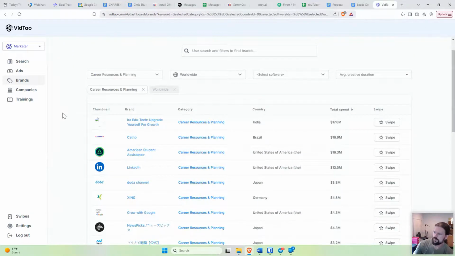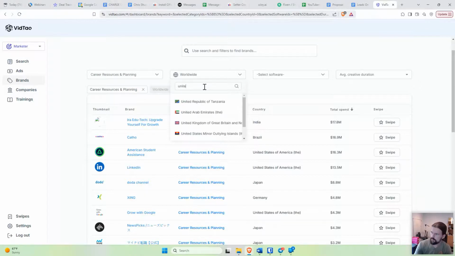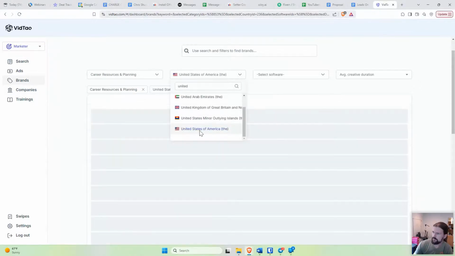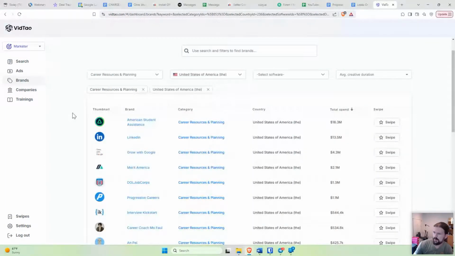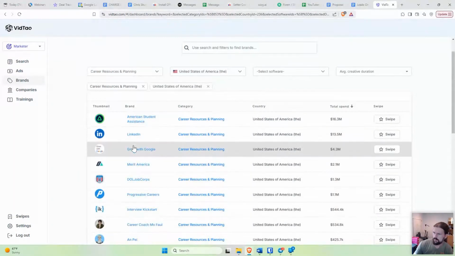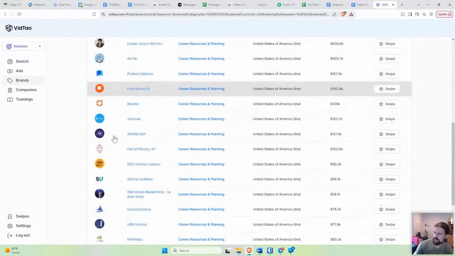And I can go see what companies are spending the most on YouTube ads. It's set to worldwide. I think I can just put one specific country there. So I can see who's spending the most.